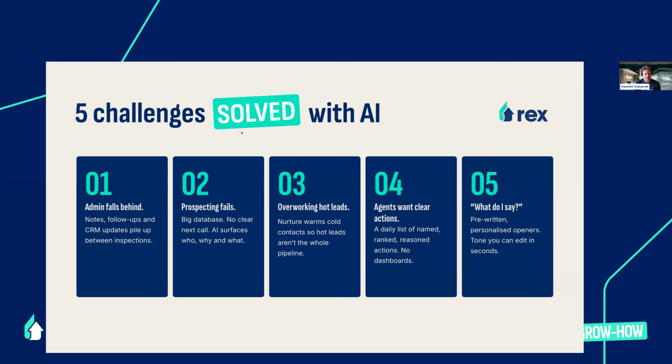It can be quite difficult to know who to call, why you're calling, and who to reach out to. Most agencies we deal with have a database anywhere between 30,000 to often over 100,000 people in there. And most of the time, they're not actually being touched, they're not actually being engaged with. And it can be really difficult for an agent to sit down and know who to reach out to, who should I call next. And that sort of feeds into the third challenge there is that agents will often overwork the hot leads.